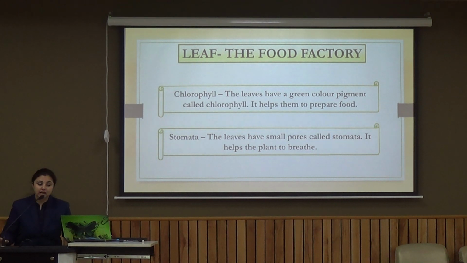Chlorophyll. The leaves have a green colored pigment called chlorophyll. It helps the leaves to prepare food. Stomata. These are small pores on the leaves and these help to breathe.